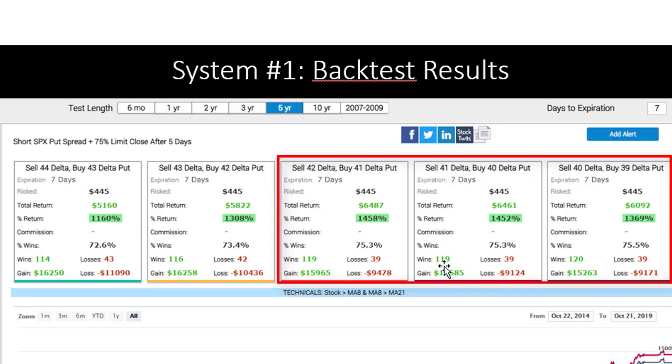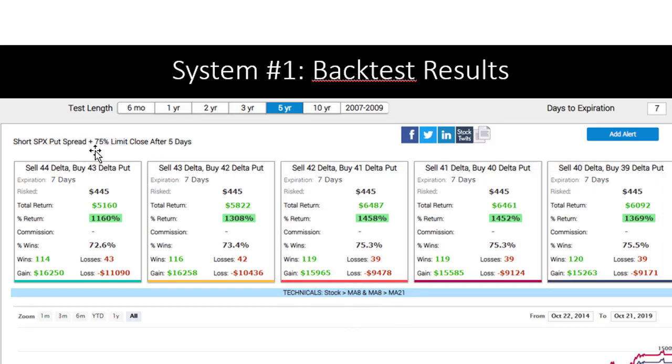And the conditions are the stock, in this case SPX, is above the 8 EMA, and the 8 is above the 21. We're going to close the put spread with a 75% limit close in 5 days.